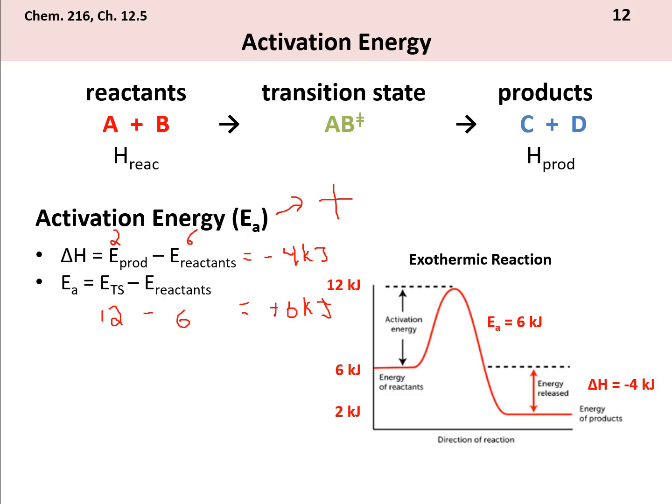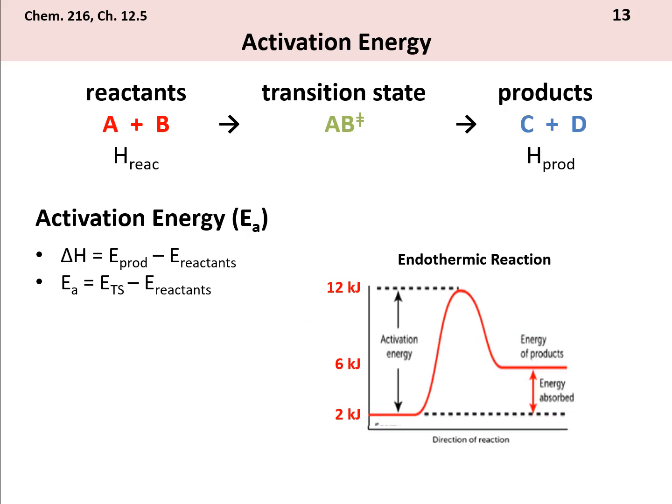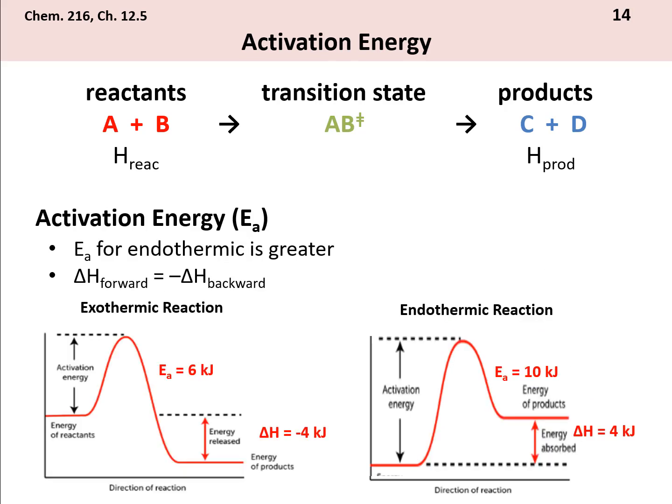All right, so this is an exothermic reaction. We can also have an endothermic reaction. See, in this case, we would have a positive 4 kilojoules. And if I'm going from reactants to products, that would give me an energy of activation of 10 kilojoules, right? So my energy of activation is always positive. Delta H can be negative or positive. Let's look at those two examples, right? So this is an exothermic reaction. This is an endothermic reaction.